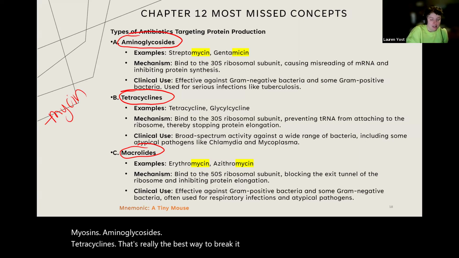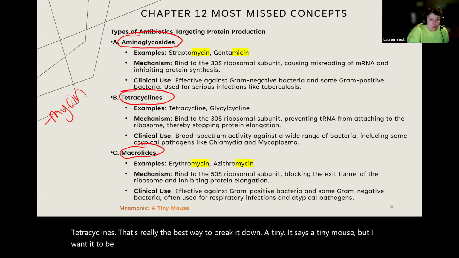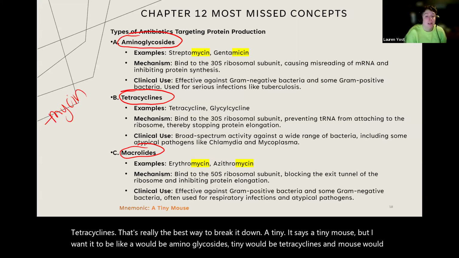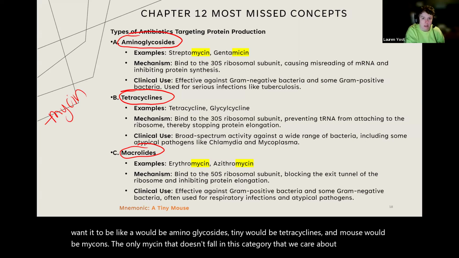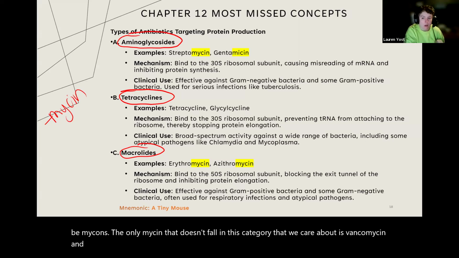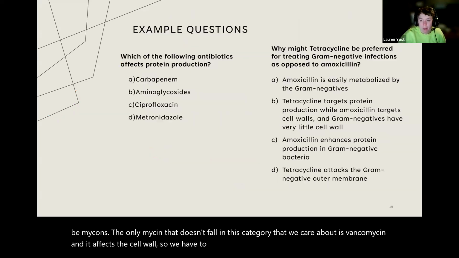It says a tiny mouse, but I want it to be like A would be aminoglycosides, tiny would be tetracyclines, and mouse would be mycins. The only mycin that doesn't fall in this category that we care about is vancomycin, and it affects the cell wall. So we have to remember that.